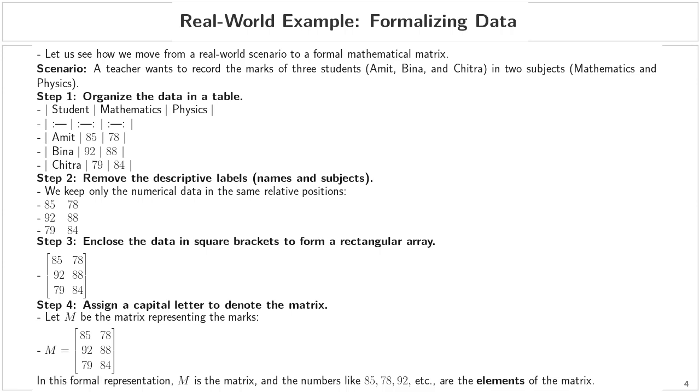In this formal representation, the entire structure denoted by capital M is the matrix, and the individual numbers, such as 85, 78, and 92, are the elements of the matrix. This practical example bridges the gap between raw data and mathematical notation, which we will summarize in our key takeaways in the next slide.